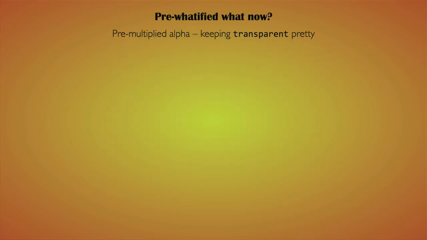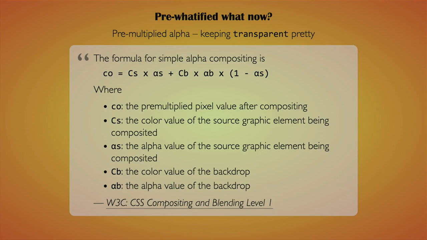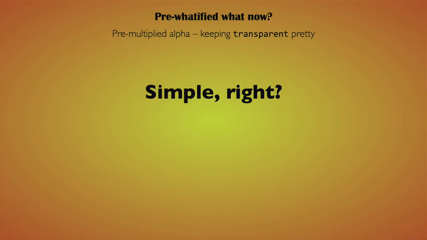So what the hell is pre-multiplied alpha anyway? Well, after a bit of digging around, you finally find the CSS compositing and blending level 1 spec, which gives you this very simple, easy to understand formula, and now everyone knows what it is.